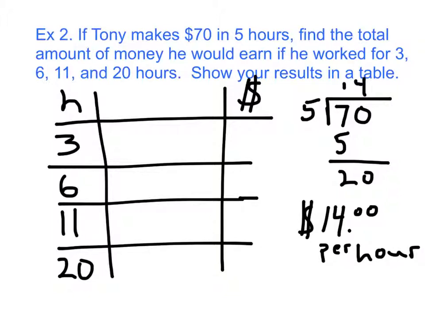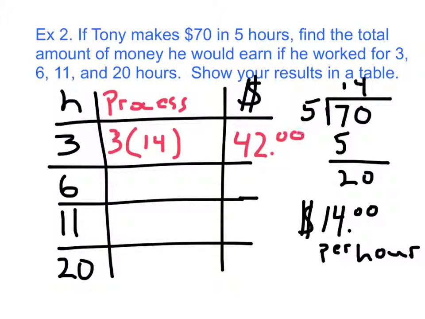So in the middle of our table, we're going to have our process. We're going to do 3 times 14 and that's going to give us a dollar amount. 3 times 14 is 42, if I'm correct, $42. Then we're going to do 6 times 14. That is actually just going to be double this 42, so that's going to be $84.